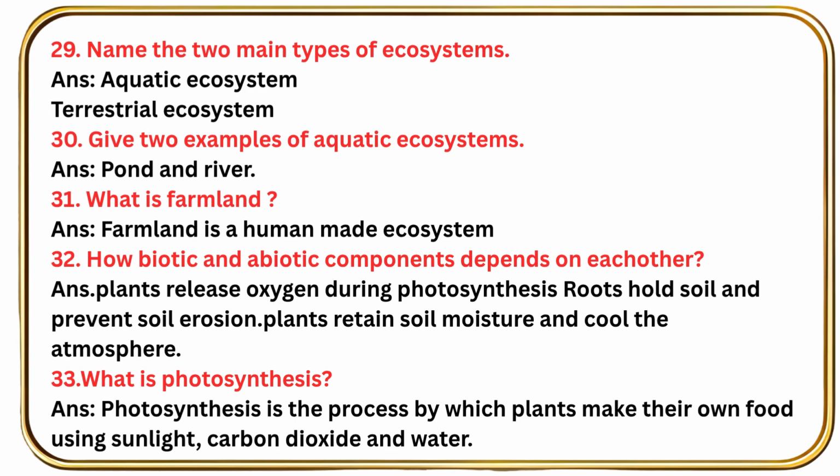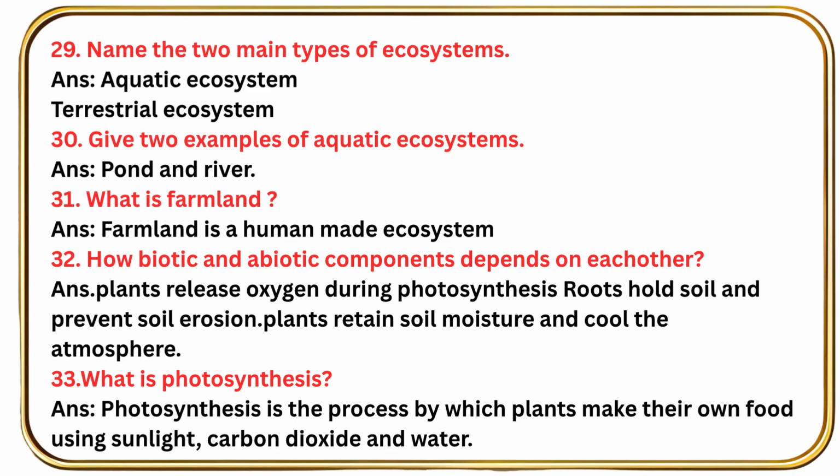Question number 30. Give 2 examples of aquatic ecosystem. Answer. Pond and river. Question number 31. What is farmland? Answer. Farmland is a human-made ecosystem. Question number 32. How do biotic and abiotic components depend on each other? Answer. Plants release oxygen during photosynthesis. Roots hold soil and prevent soil erosion. Plants retain soil moisture and cool the atmosphere.